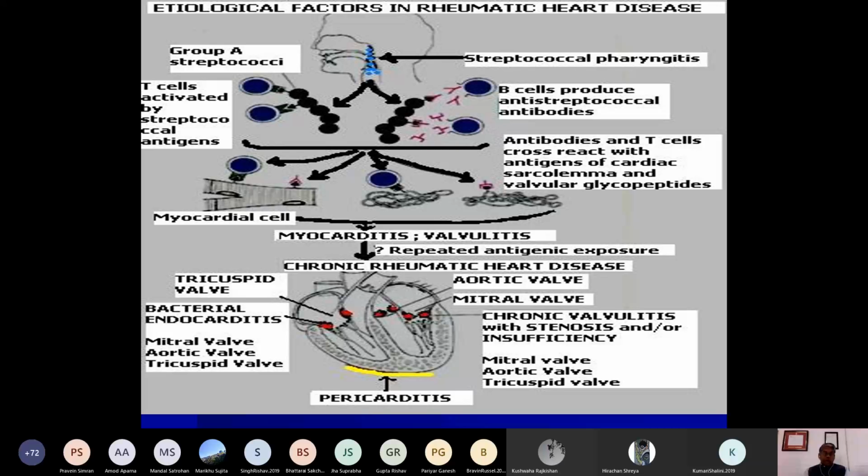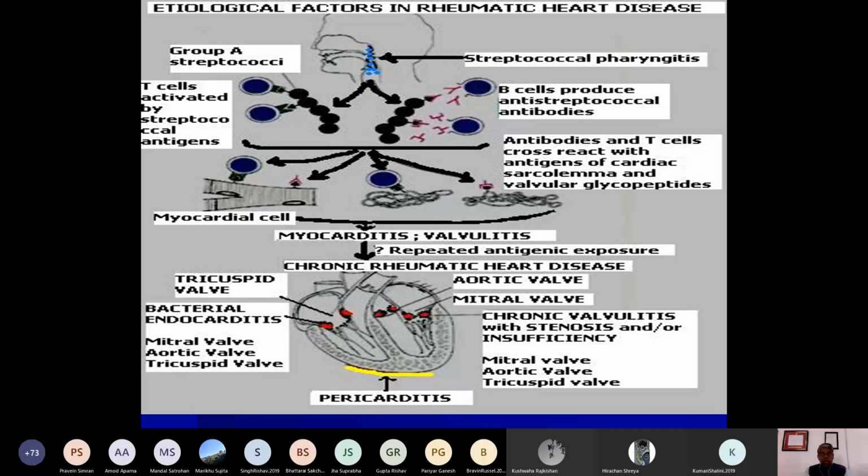The heart valves get damaged, and the damaged valves, whether it is tricuspid, aortic or mitral, all these valves become predisposed to certain conditions. One is structural damage. It can lead to aortic or mitral valve incompetence, or it can lead to stenosis. Stenosis means narrowing of the opening, and incompetence means inability to close properly. So structural damage can lead to both stenosis as well as incompetence.